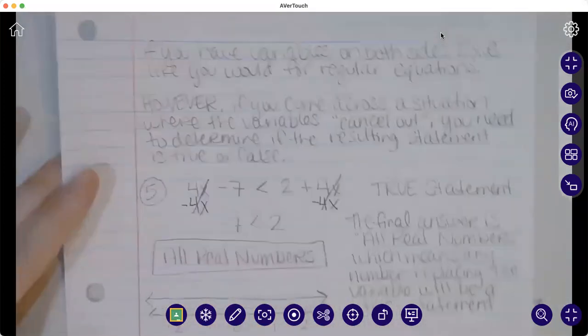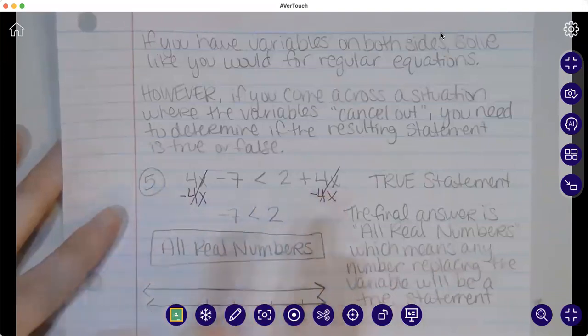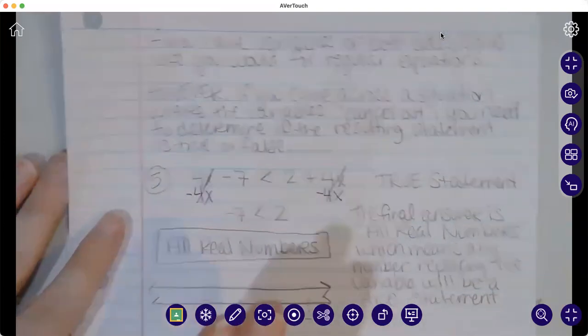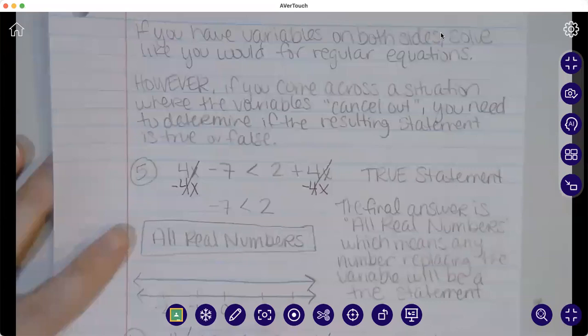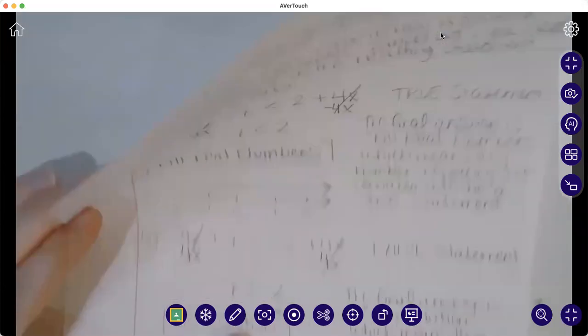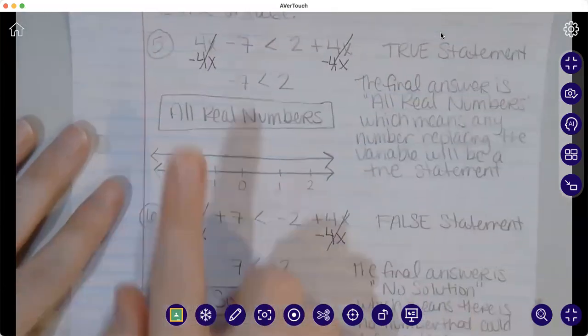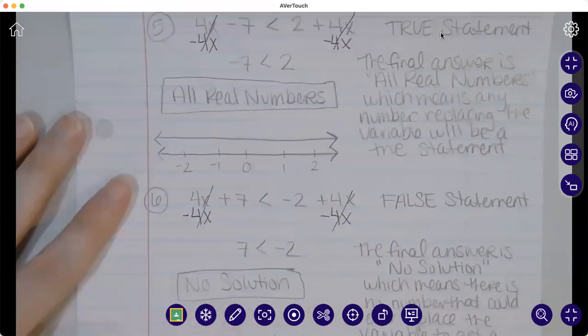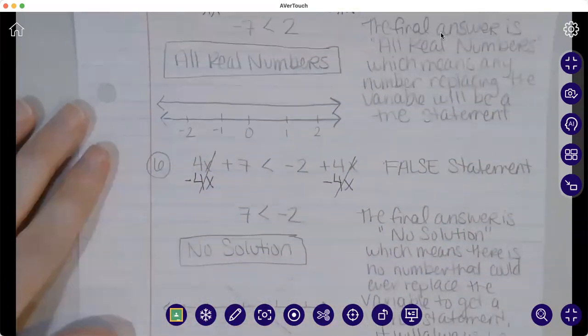And when you have variables on both sides, you want to simplify those. Now, variables on both sides will not always result in special answers. That's just how we did it on notes. Okay, and again, we do have true and false statements, but we want to make sure we're using our special final answers as done here.